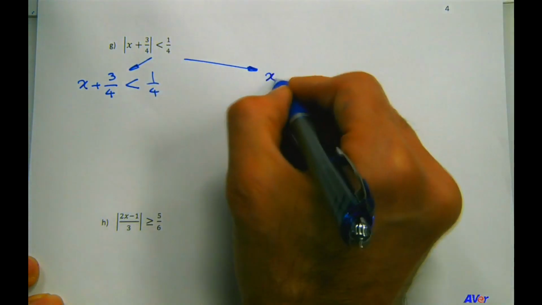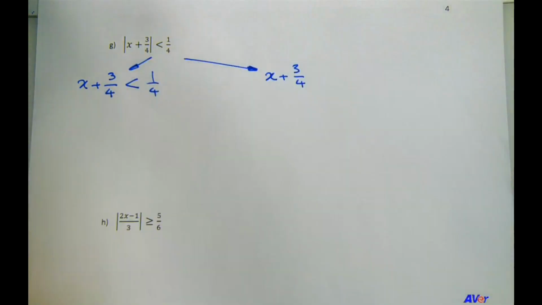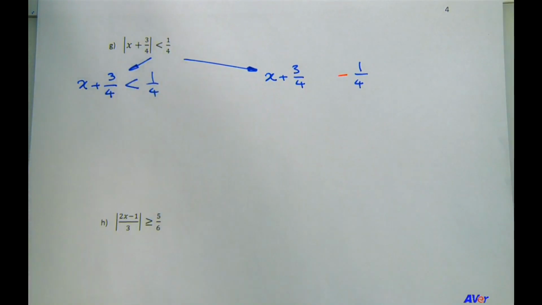So we have x plus 3/4. The other side becomes negative 1/4, right? Negative 1/4. So what happens to the inequality symbol? It'll switch directions like that.